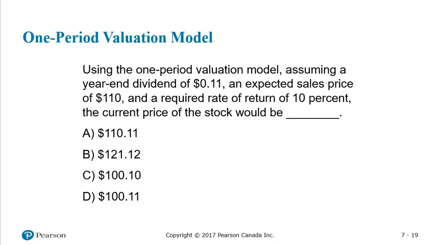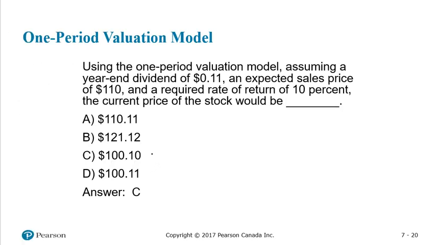So the quick practice question, which was straight out of the textbook: using the one-period valuation model, assuming a year-end dividend of 11 cents, an expected sales price of $110, and a required rate of return of 10%, the current price of the stock would be A, $110.11, B, $121.12, C, $100.10, or D, $100.11. Okay, the correct answer is C.